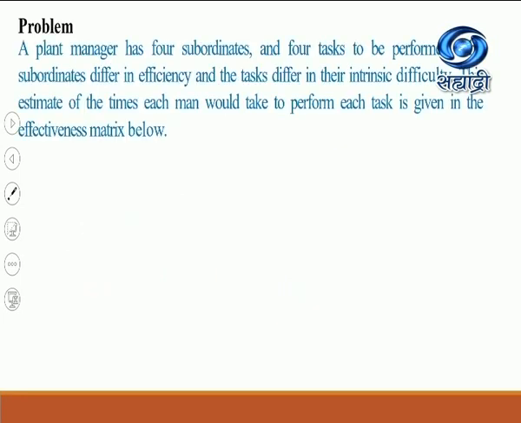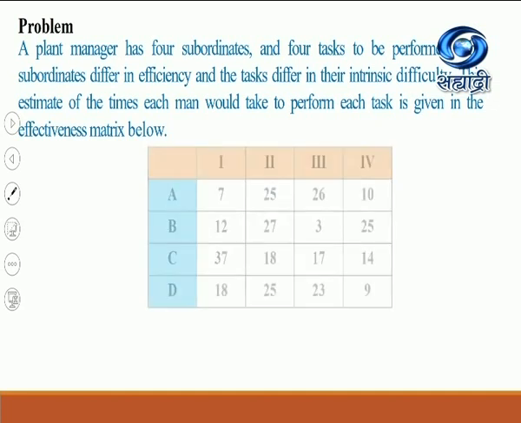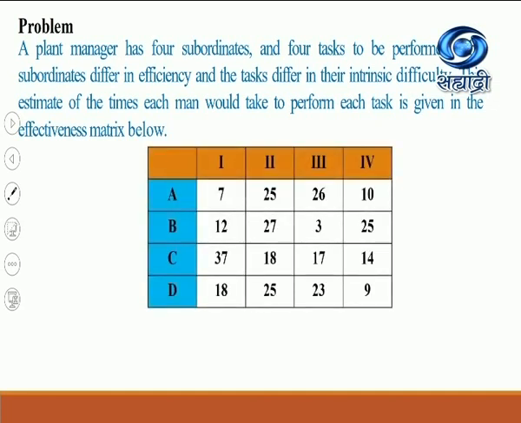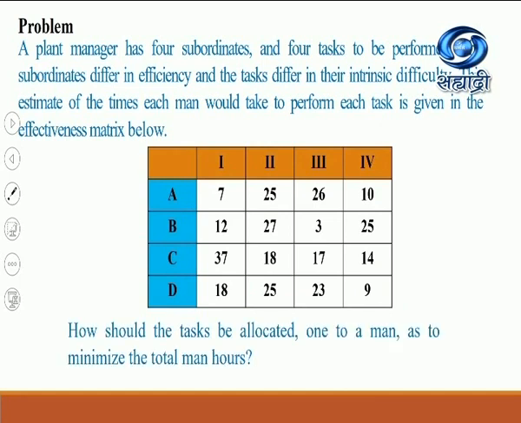A plant manager has 4 subordinates and 4 tasks to be performed. The subordinates differ in efficiency and the tasks differ in their intrinsic difficulty. The estimate of times each man would take to perform each task is given in the effectiveness matrix below. This is the matrix given to you. Again, you can see that there are 4 jobs or 4 managers and 4 machines. How should the tasks be allocated, one to a man, so as to minimize the total man hours? Let us solve that now.